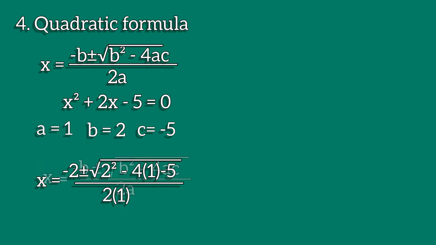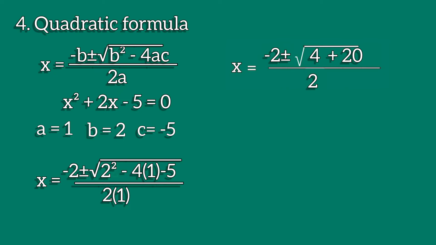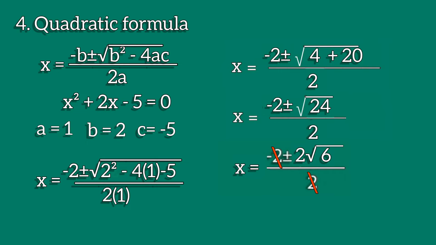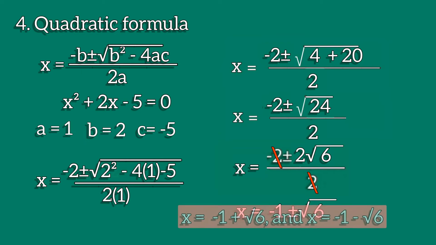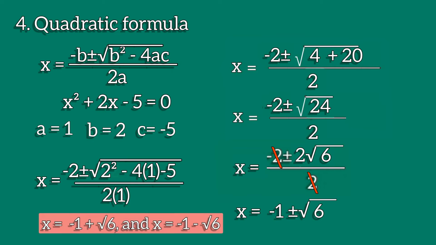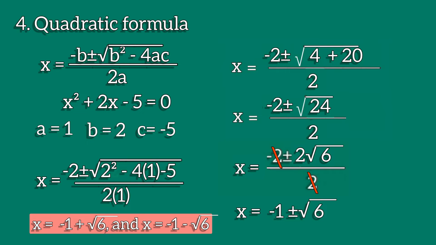Simplifying, we have, and the solutions are -1 plus square root of 6 and -1 minus the square root of 6.